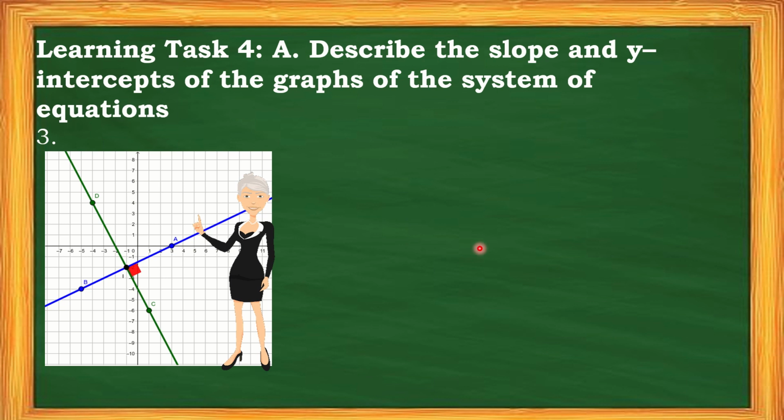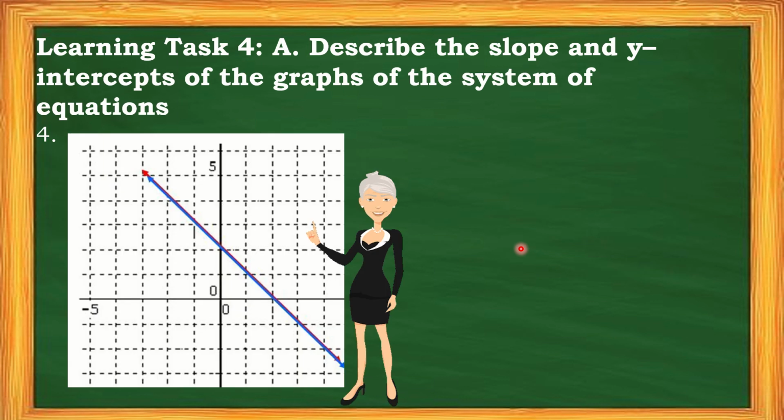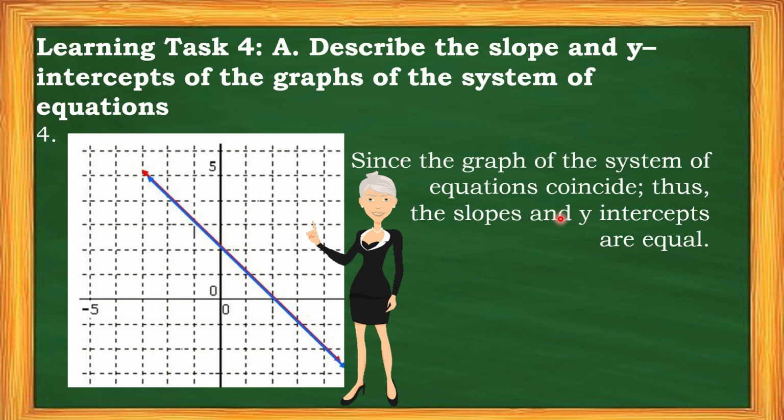Then, for number 4, you can see coinciding lines. The red and blue lines overlap. Therefore, if we have coinciding lines, of course, the slopes and y-intercepts are equal.